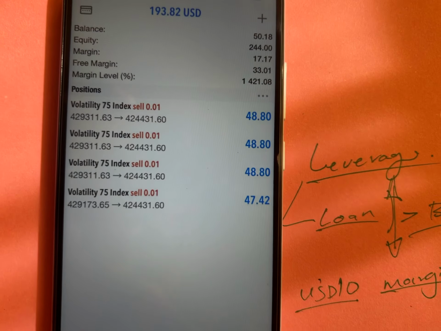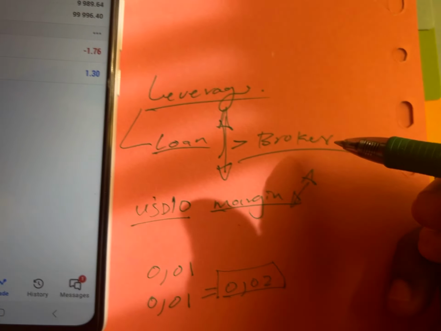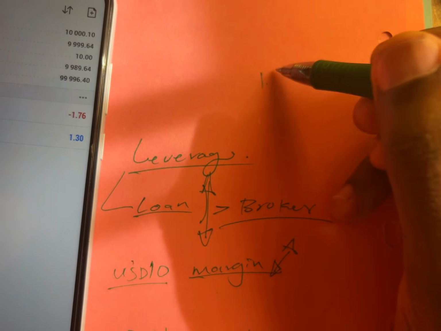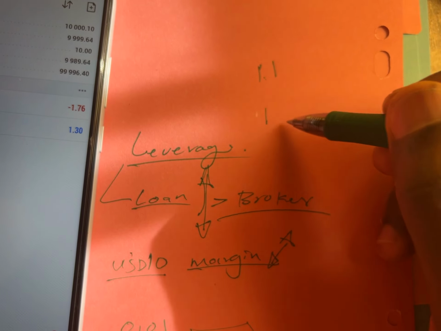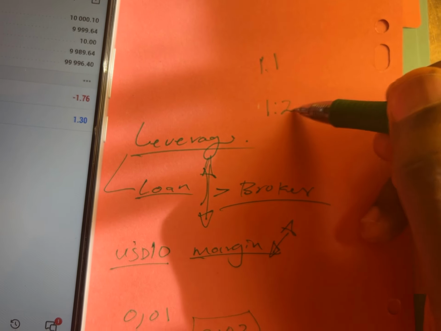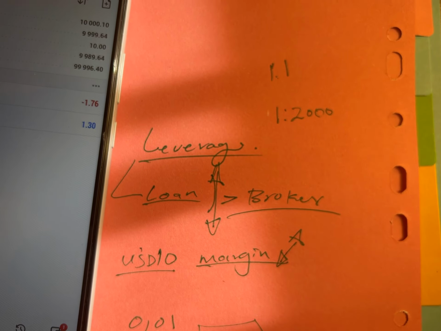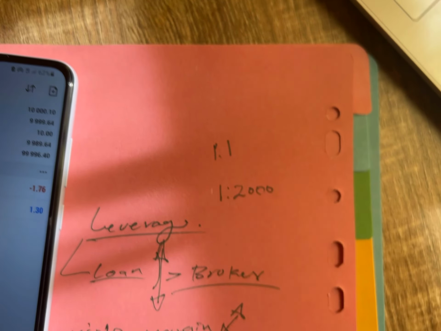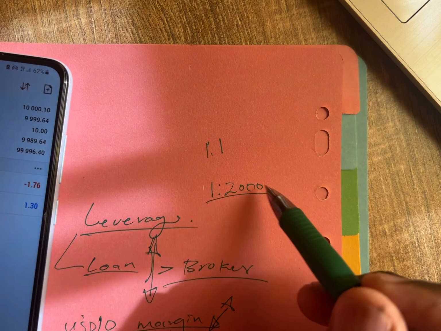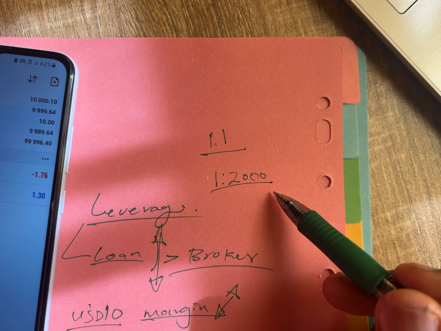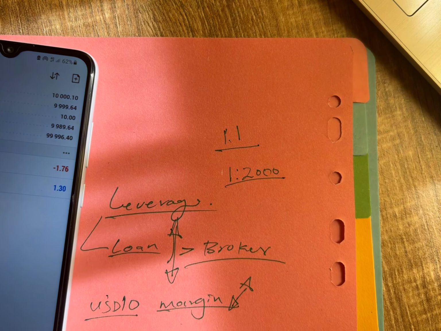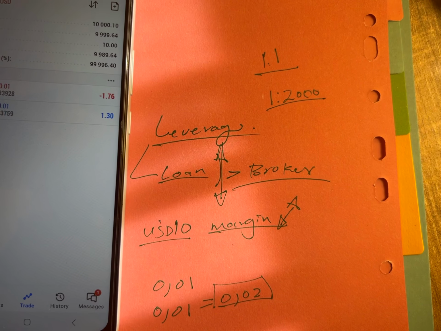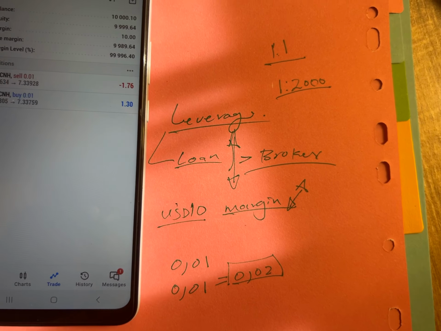Now, a broker, since it's offering you leverage, leverage starts from 1 to 1, and the maximum that I know goes to 1 to 2,000. So this is the maximum leverage a broker can offer you, and there is also the lowest leverage the broker can offer you, depending on which broker you're going to be using. Do we understand? All right, let's move along.